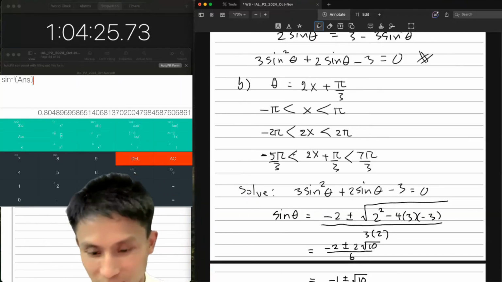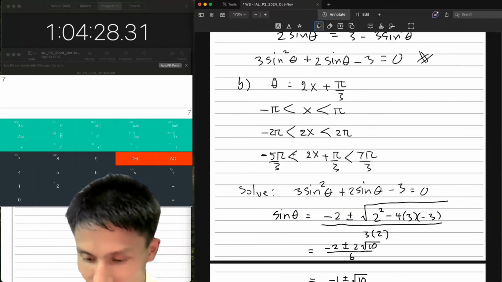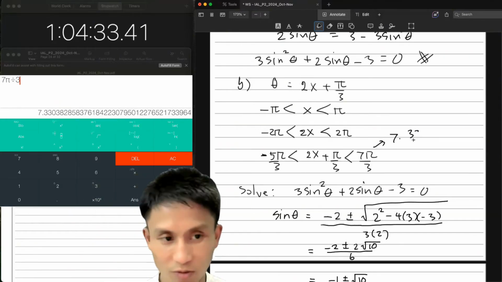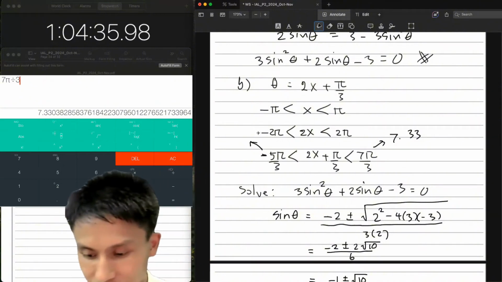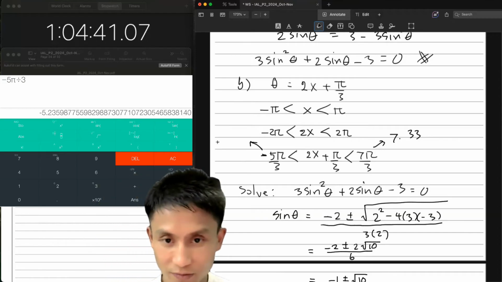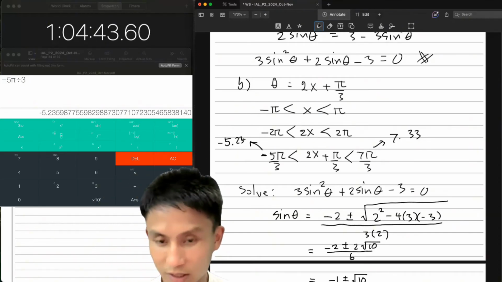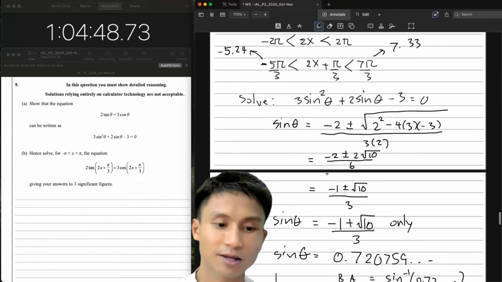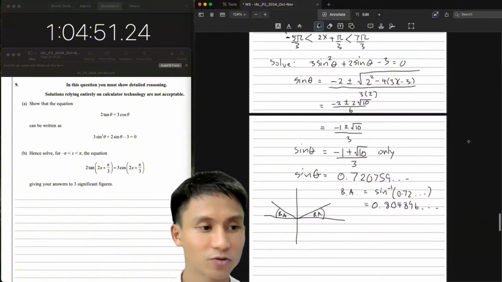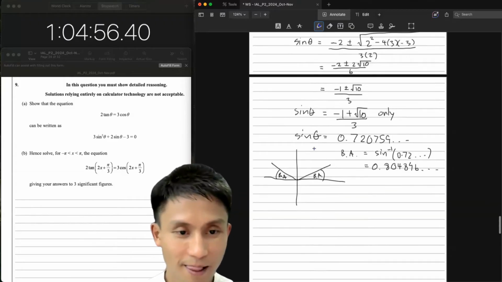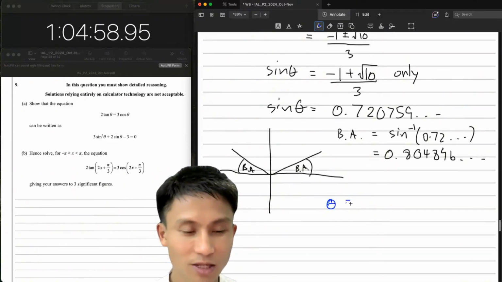Yeah, okay. Let me convert that into 7 pi over 3. Just for reference, that is 7.33. And this is negative 5 pi over 3, so that is negative 5.24. That's already 3 significant figures. So we want these two lines where we have to measure for multiple answers. Here theta would be equal to, let's use the same color.